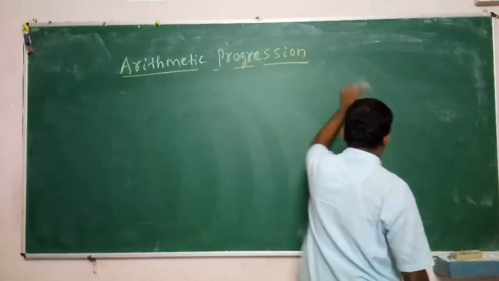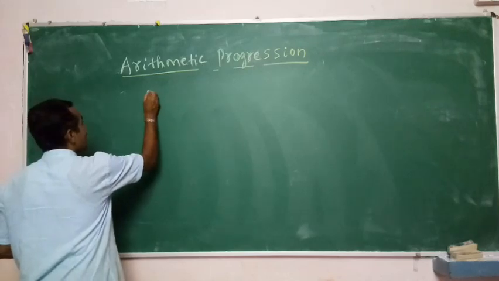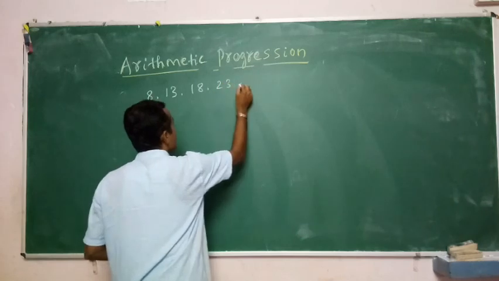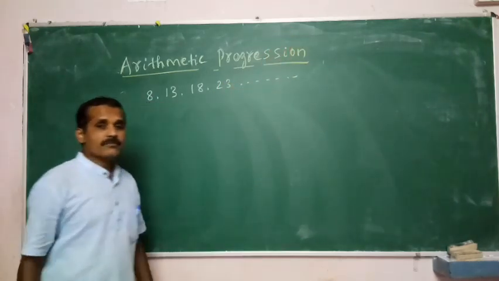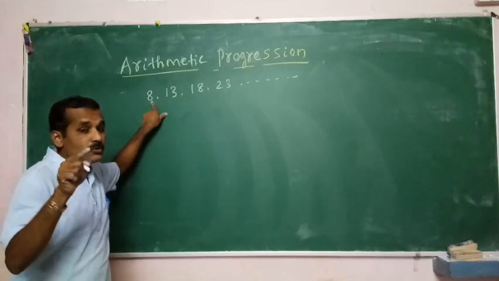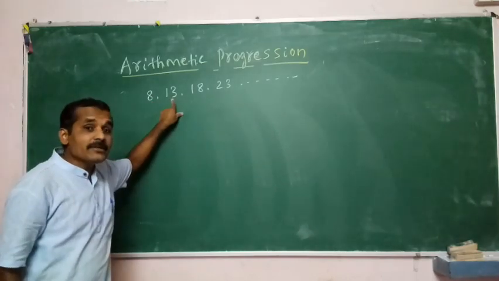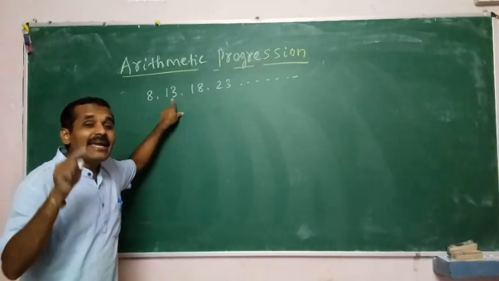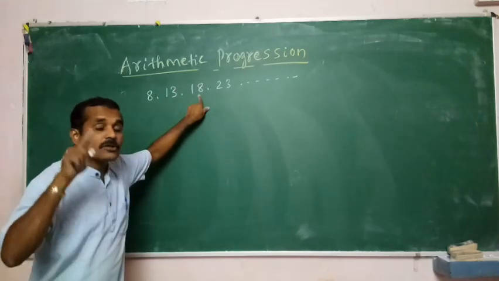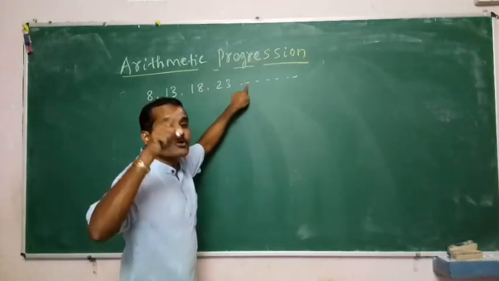Now, we'll proceed further. Let me take one more AP now. I will take 8, 13, 18, 23, and so on. See, this is the first term, and I have told you, this is always denoted by A. This is the second term, I will denote it by A2. A2 stands for the second term, A3 for the third term, A4 for the fourth term, A5 for the fifth term.